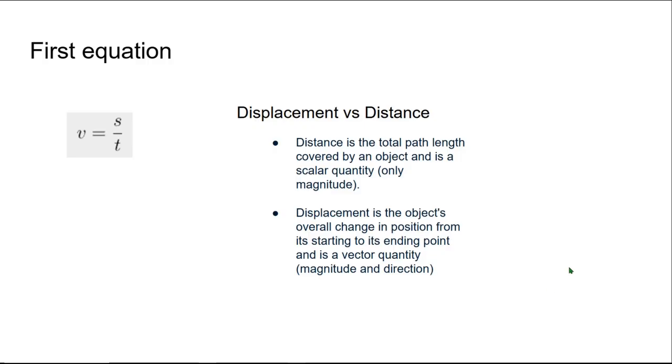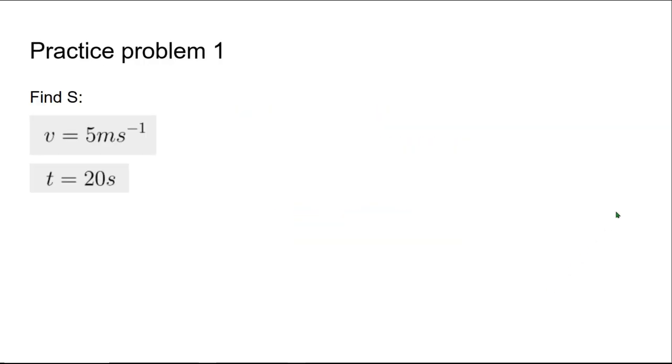Pause the video right now if you want to do this problem on your own. Alright, so essentially this problem is giving us two values. That is the velocity of our object, which is 5 meters per second, and the amount of time that it is in motion, which is 20 seconds. And it's asking us to find its displacement, or the s value.